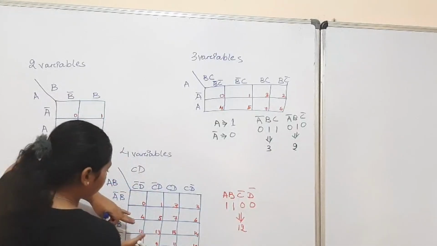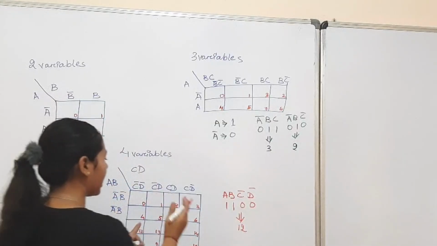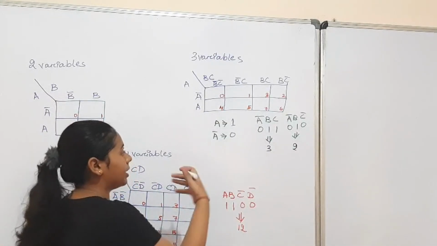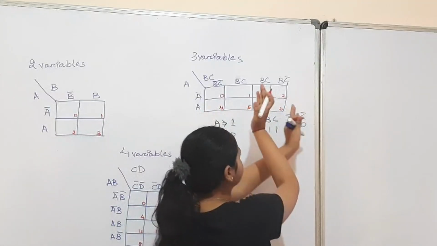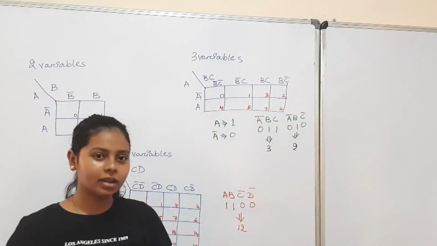Here, the rows are exchanged with each other and the columns are exchanged with each other. Whereas in 3 variables, only the columns are exchanged with each other.